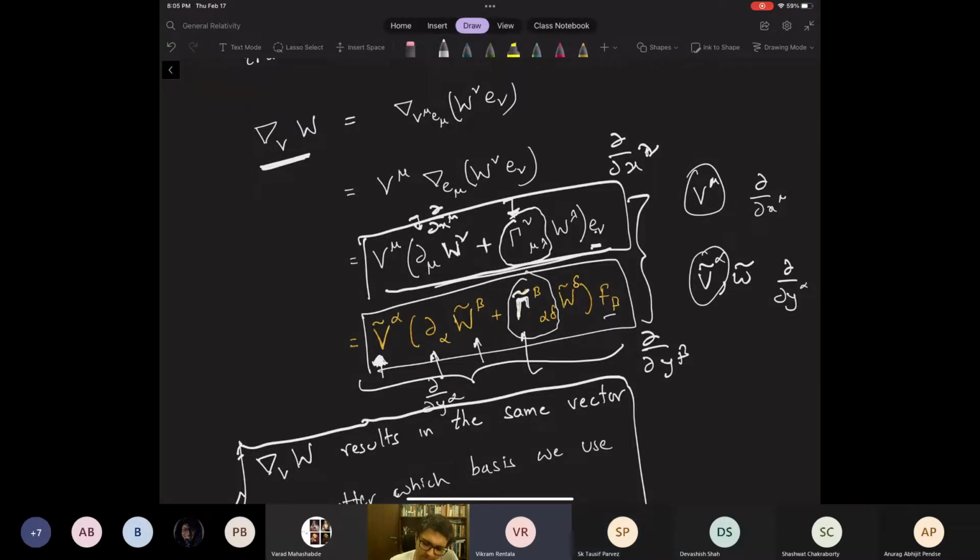Yeah, so you have to replace not only derivatives of y in terms of derivatives of x, because these are just linear combinations of derivatives of x. You have to replace the vectors and you have to replace the gammas, and then you'll get from this to this.